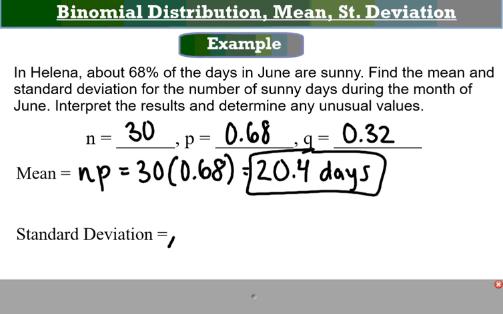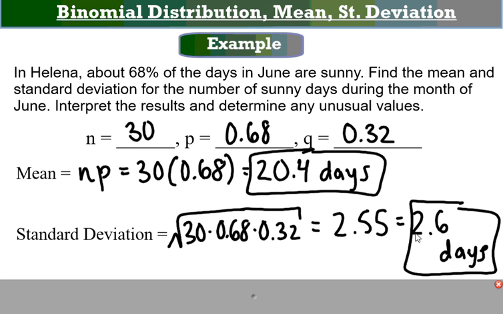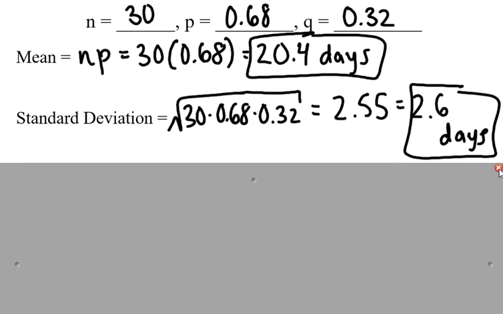The standard deviation is the square root of n times p times q, which would be 30 times 0.68 times 0.32. Square root of 30 times 0.68 times 0.32, I get 2.55. We'll call it 2.6 days, which means if I add 2.6 days to 20.4 and subtract it, I'll get my middle range where I'm going to capture the majority of the data. And that's how I'm going to interpret.